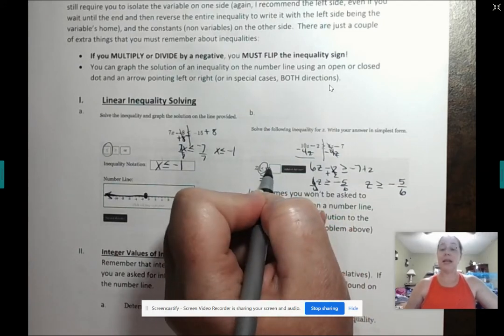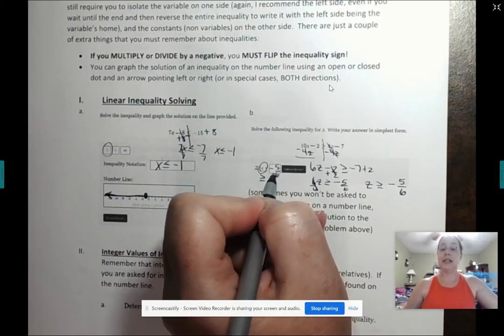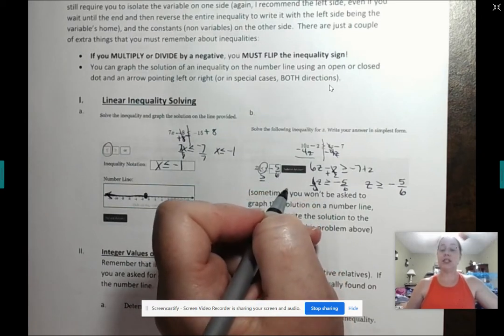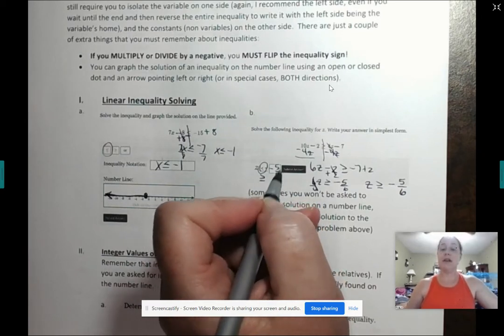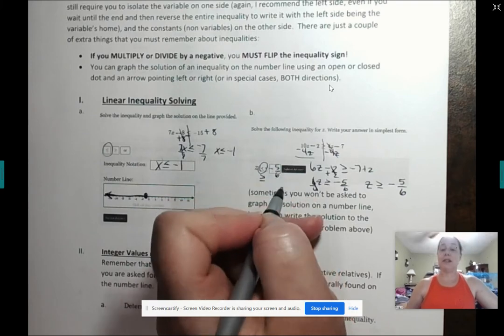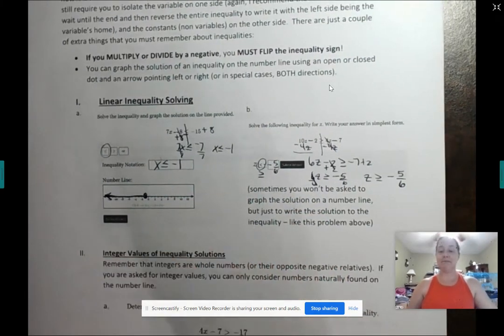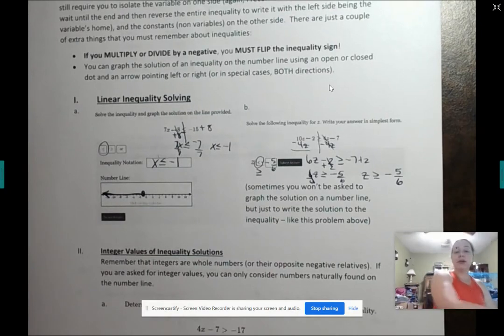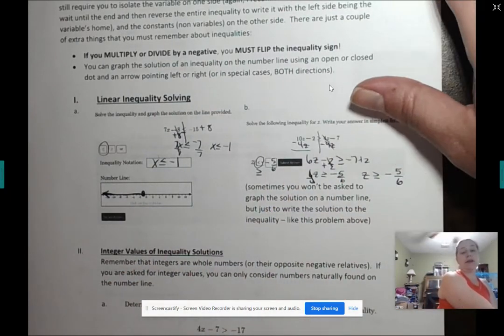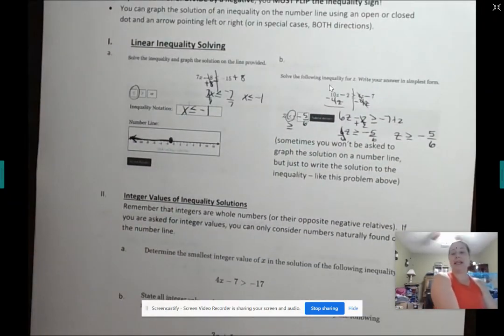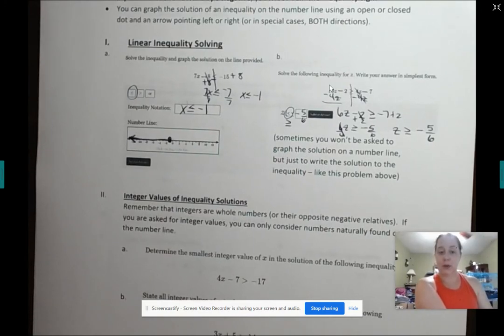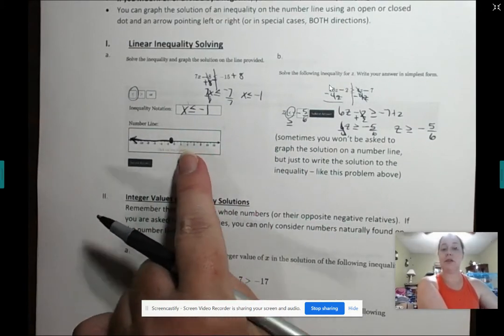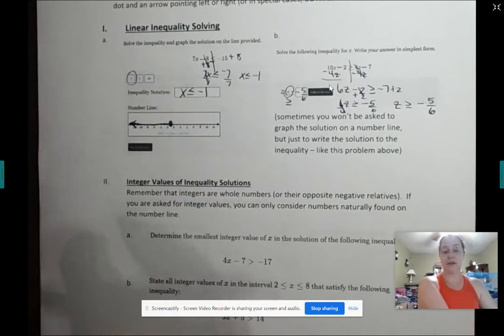And then I'm going to type in -5/6. And to get that fraction, you can just hit the backslash, negative, backslash, put a 5 on top, 6 on bottom. And that's it. Okay, so you're going to have lots of problems that are just working through the steps of getting a variable isolated in an inequality. And you may be asked to graph the solution, or you may just be asked to write the solution.